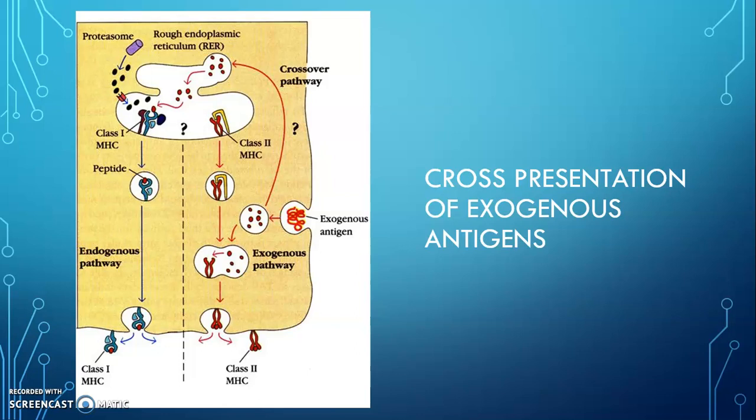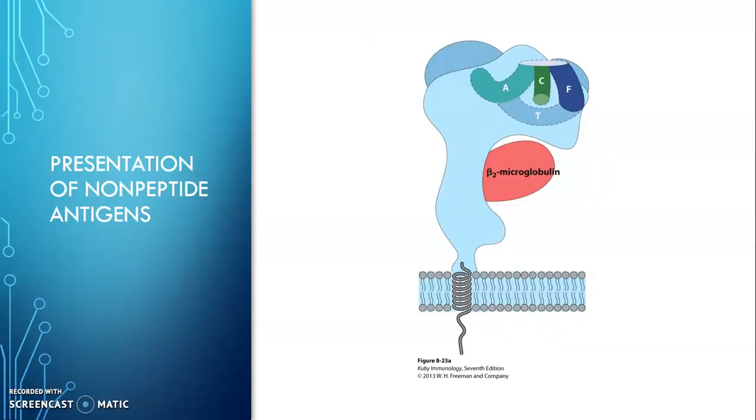Okay, so next we have the presentation of non-peptide antigens. So there are various types of T cells that can react against lipid antigens, such as glycolipids derived from Mycobacterium. So this is very important for these non-peptide antigens. These antigens are presented by the CD1 family. So the CD1 family is structural to MHC class 1s, but functional to MHC class 2s.